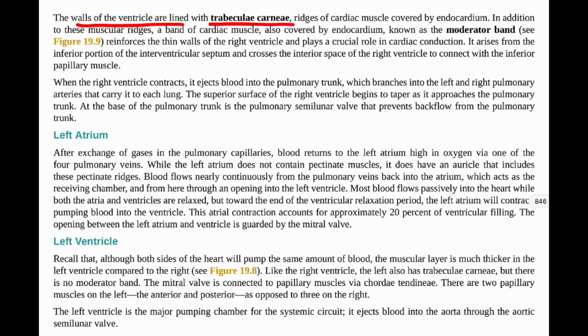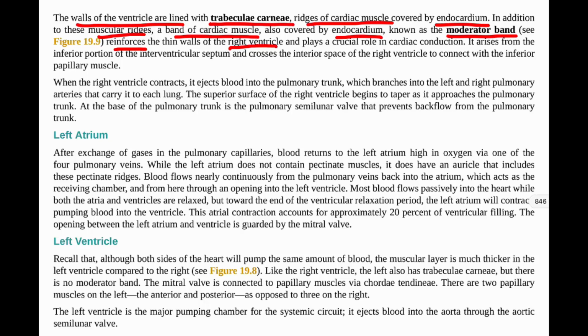In addition to these muscular ridges, a band of cardiac muscle, also covered by endocardium, is known as the moderator band. Okay, these reinforce the thin walls of the right ventricle. Okay, so remember, the right ventricle has a thinner layer of myocardium, and so we have reinforcements with this moderator band, and also we have our trabeculae carneae, which plays a crucial role in cardiac conduction, and we're going to talk about that in the next section.